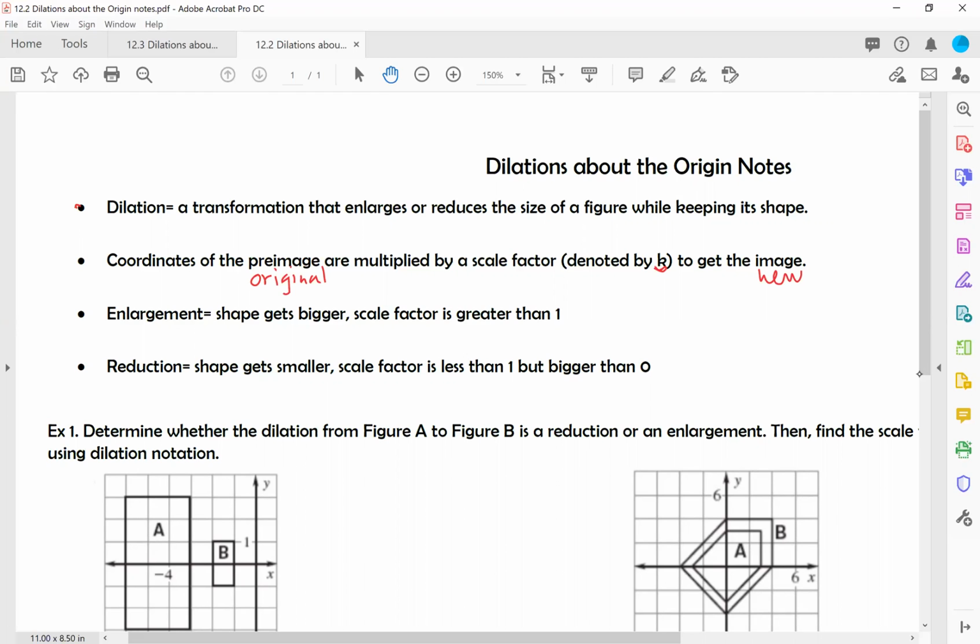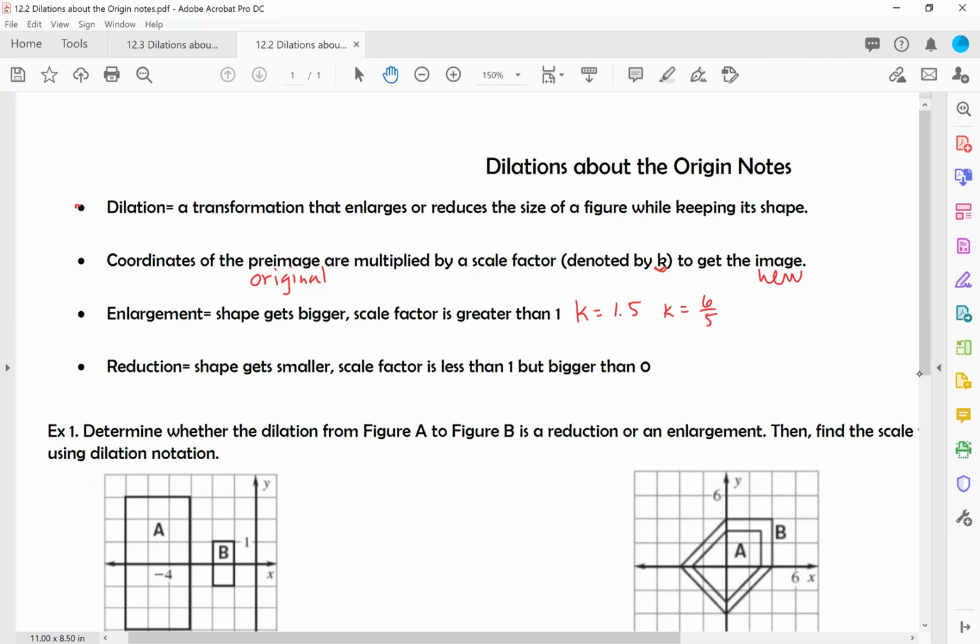Now, if your figure is getting bigger, then it is an enlargement. So your shape gets bigger, and that means your scale factor is going to be greater than 1. So for example, your K could be like 1.5, or your K could be 6/5, something where the scale factor is larger than 1.